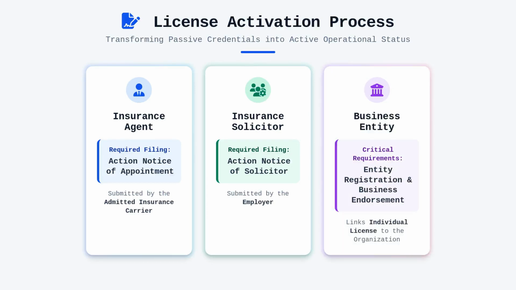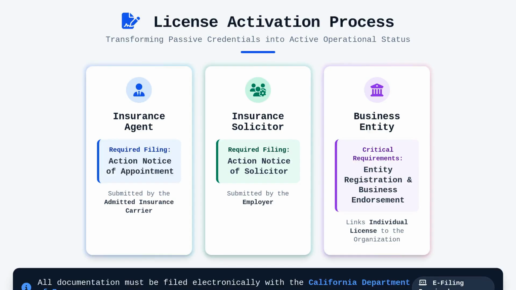If you operate instead as an insurance solicitor, which is a natural person employed to assist an insurance agent or broker in transacting insurance, your employer must file an action notice of solicitor. Furthermore, individual producers transacting business under an organization must ensure that proper business entity registration is completed and that their individual license contains a business entity endorsement linking them to that entity.